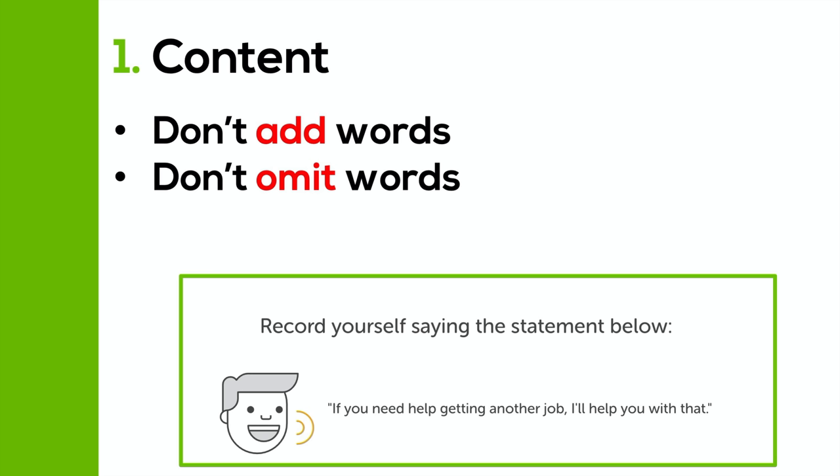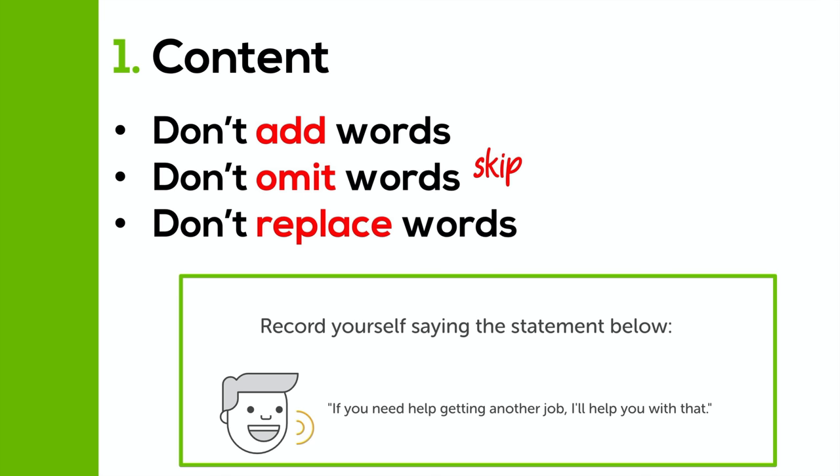The second don't is don't omit words. Omit simply means skip. Sometimes students skip words when they're reading. On test day, a lot of students are very nervous and they try to read too quickly. If you try to read too quickly, you're more likely to omit or skip a word. So be careful with that. And the third don't is replace. Don't replace words. Replace here means change. You can change the word completely or you could change the form of the word. For example, if you need help getting another job, I'll helping you with that. Of course, that is wrong. You can't do that.